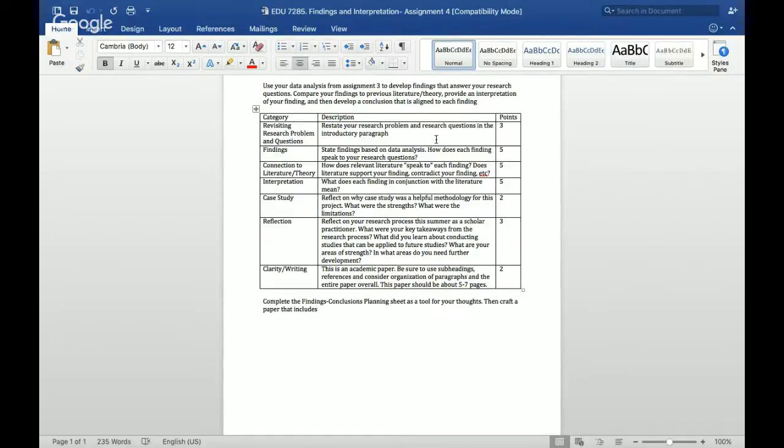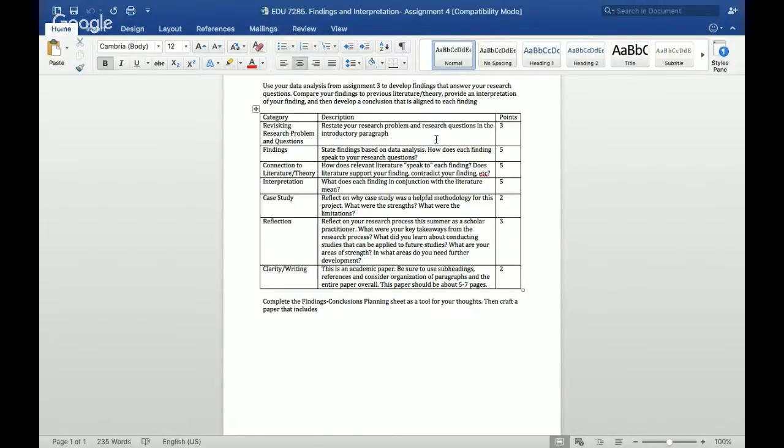And then finally, this is an academic paper. Make sure you use subheadings, use references, reference your data, and think about the organization of paragraphs and the entire paper overall. I say it should be about 5 to 7 pages. That's really just a guesstimate. You may be over 7 pages. If so, that's fine. If you're under 5 pages, then shoot me an email. I just want to make sure that you have everything that you need.